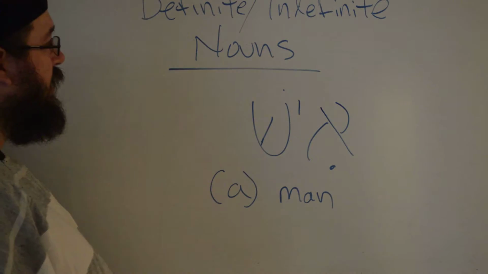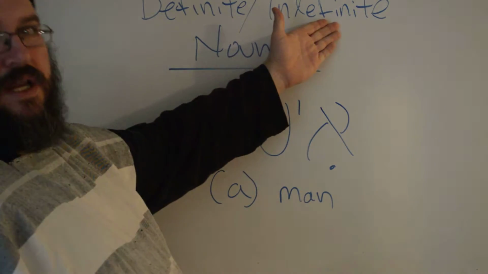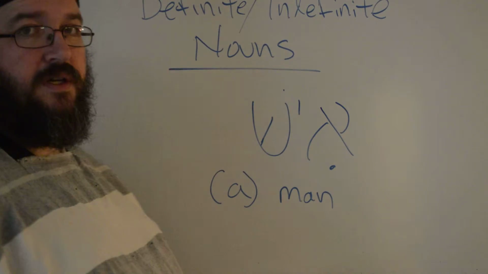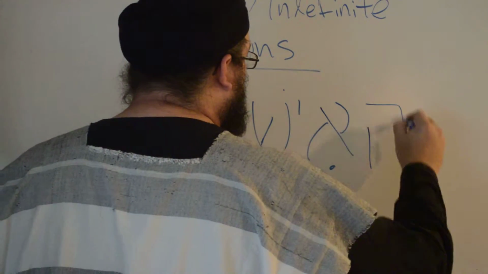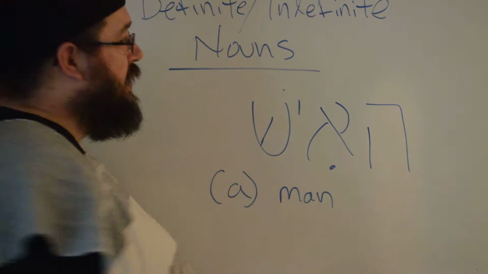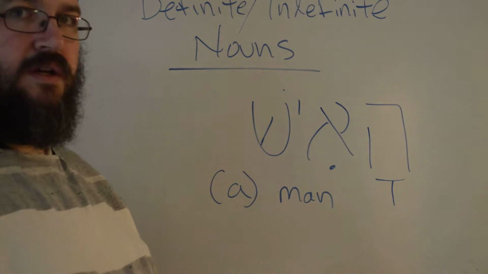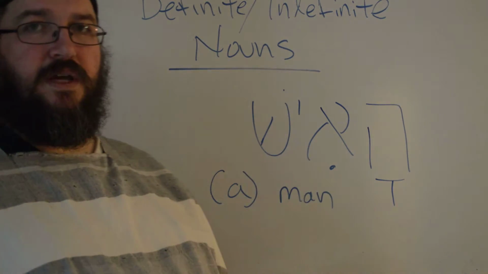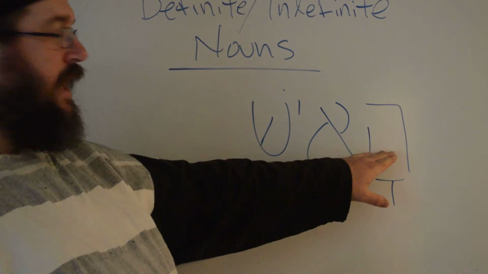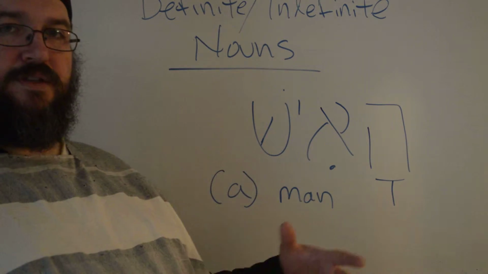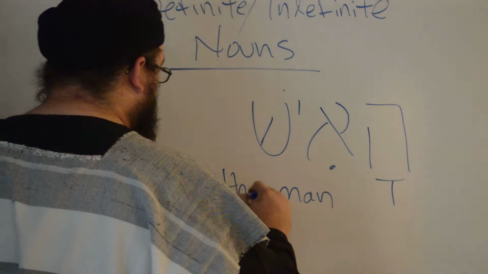Okay, so when I want to make this indefinite noun become definite, we have to learn about this beautiful little guy called the hey article. When I attach the hey article, I make it ha. Now, don't worry about all these vowel points yet. Just know that this hey in front of this ish makes the word a man become the man.